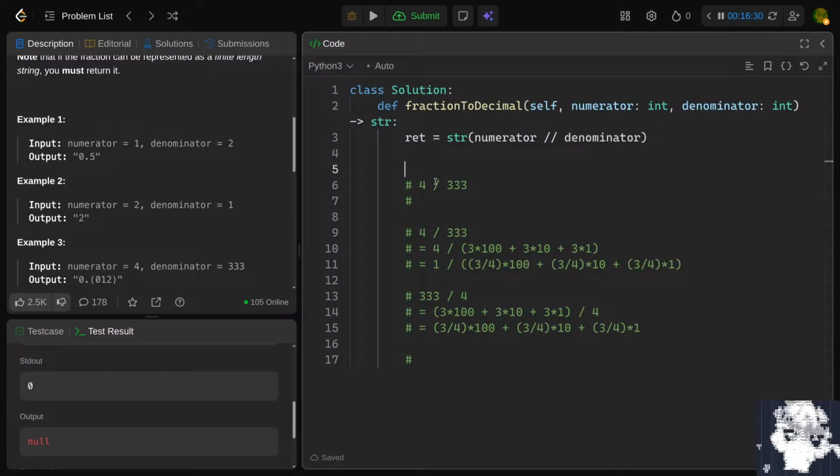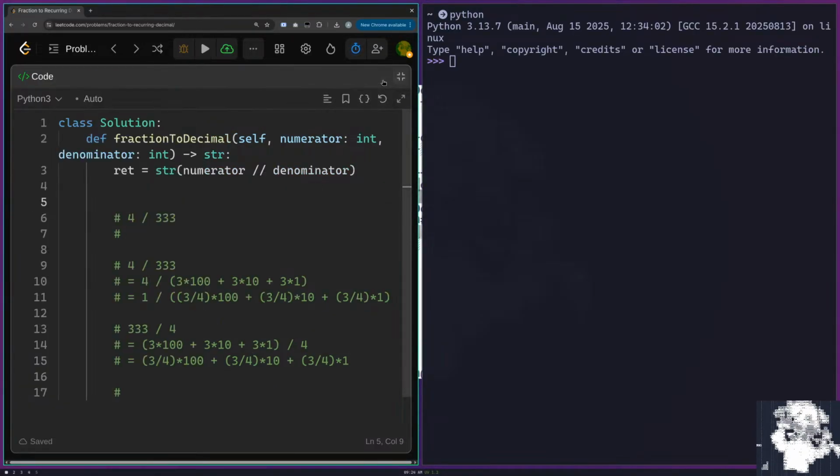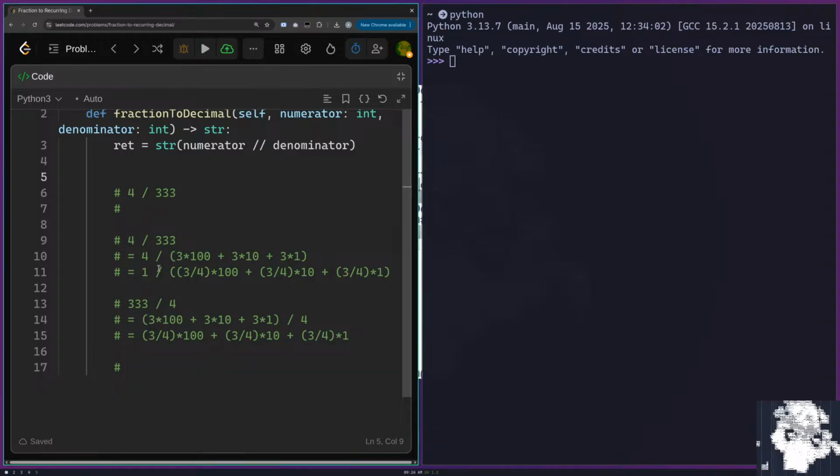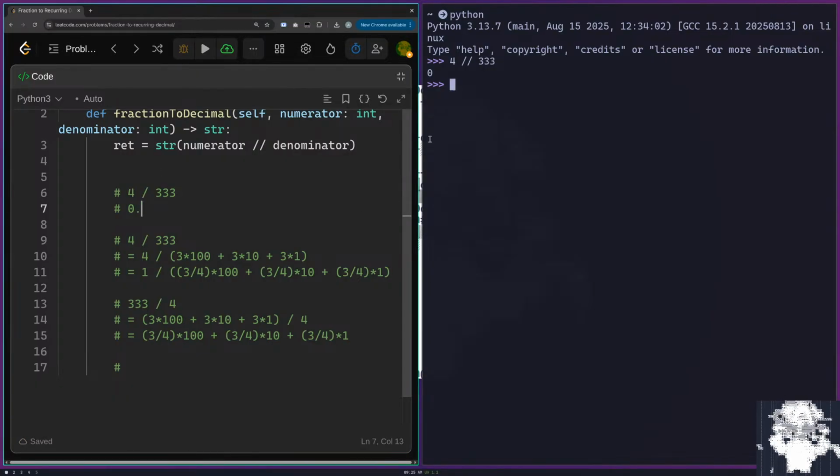and I think I should just leave the Python interpreter open here because I'm going to need to double check a lot of stuff. So we know that 4 integer division 333 tells us how many times does 333 go into 4. So the first digit is 0. Or the number before the decimal is 0.